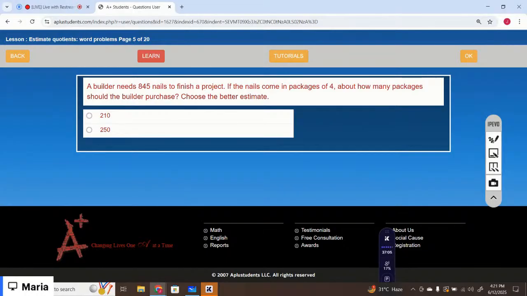A builder needs 845 nails to finish a project. If the nails come in packages of four, about how many packages should the builder purchase? So, which is the correct option? Option number one is the correct option. Yes, that is 210.